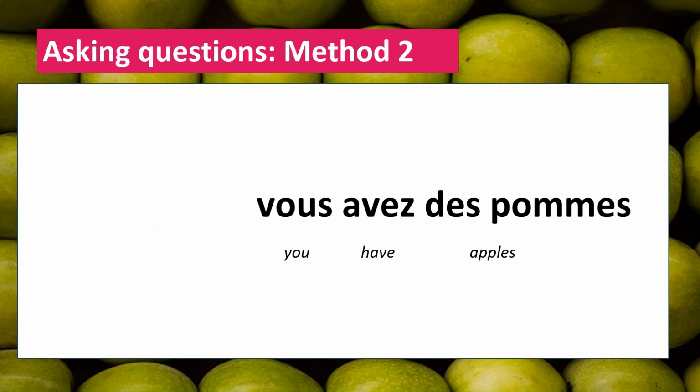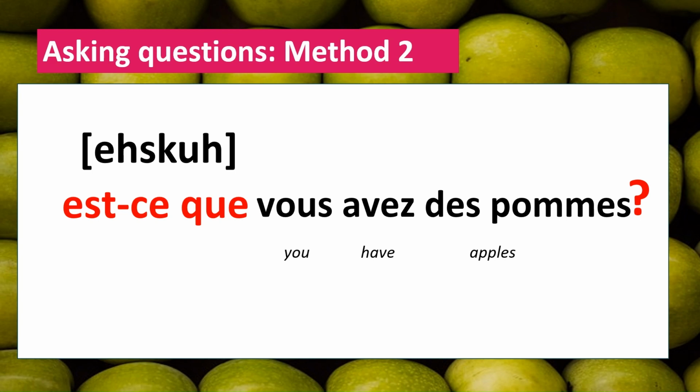The second method to ask questions is just as easy as the first one. You must recognize the statement we had for method 1. Vous avez des pommes, you have some apples. And all we have to do here is add this. Est-ce que? By adding this, you just turned the sentence into a question, which means, do you have apples?